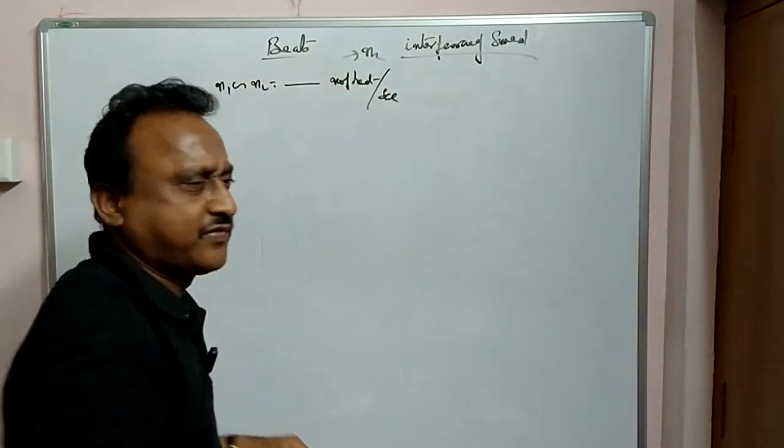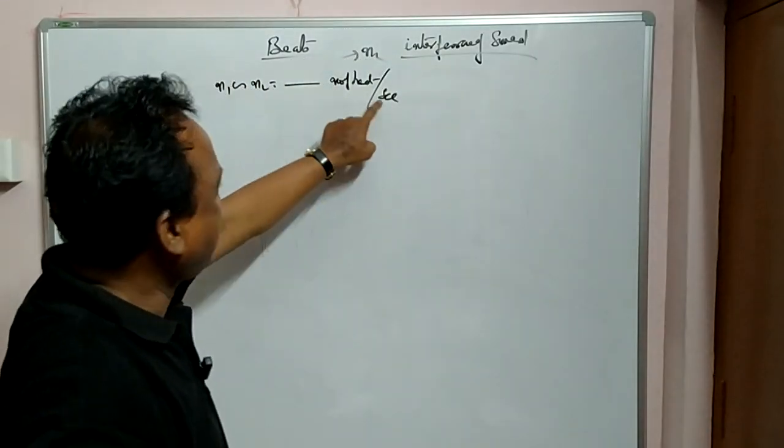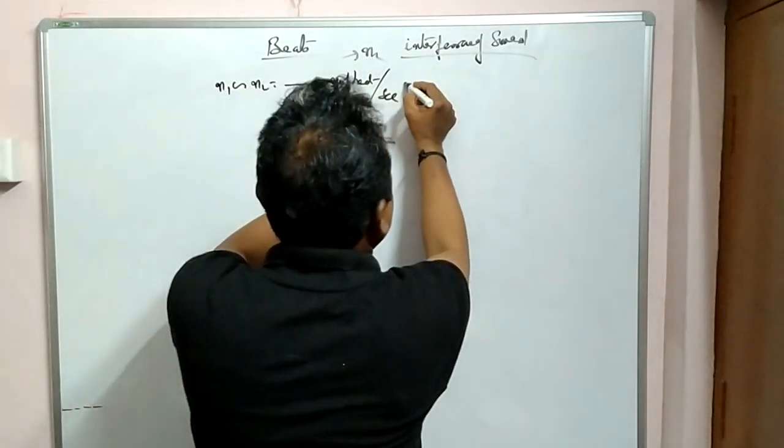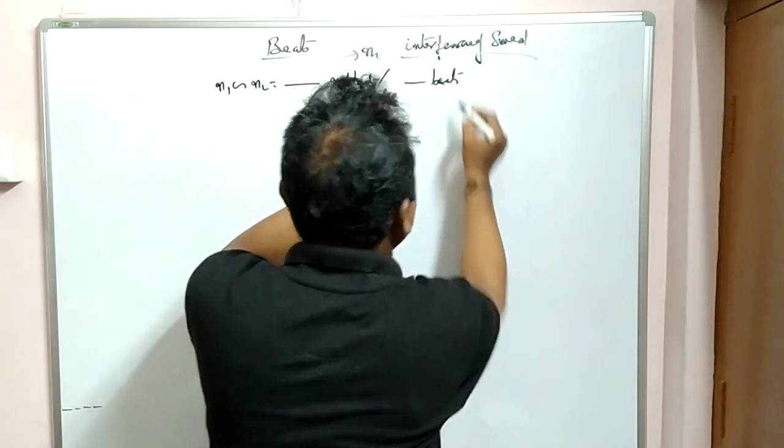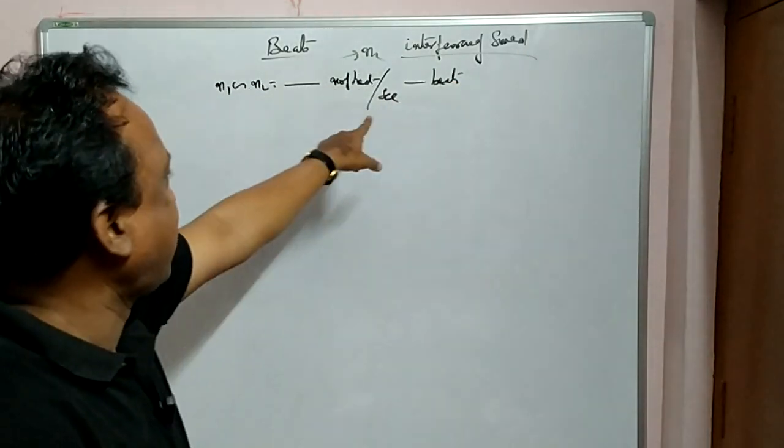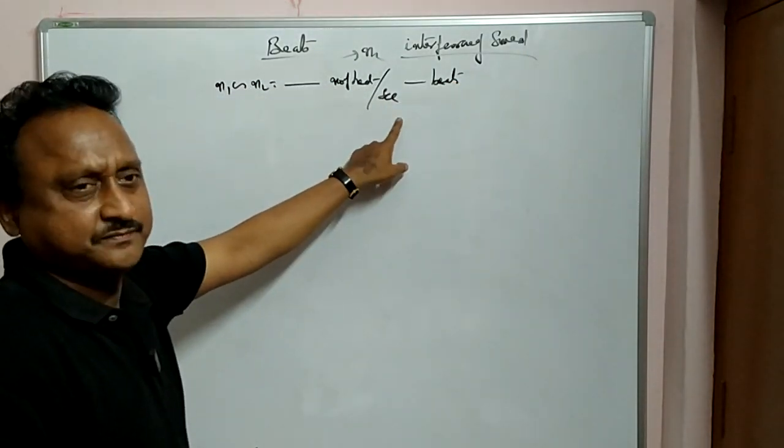Number of beats produced per second, just like frequency. Number of oscillations produced per second is frequency. Number of beats produced per second is called beat frequency. So what is meant by beat frequency? How many beats are produced in 1 second, that is called beat frequency.